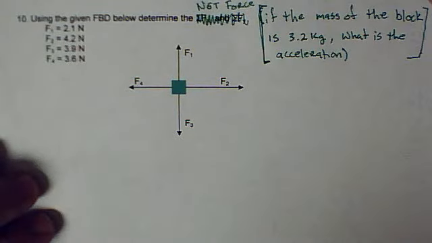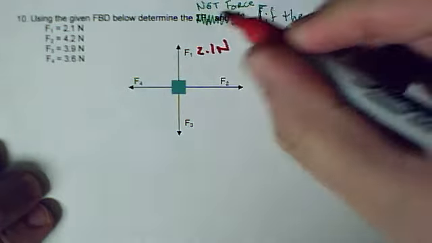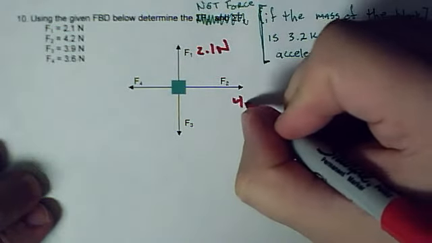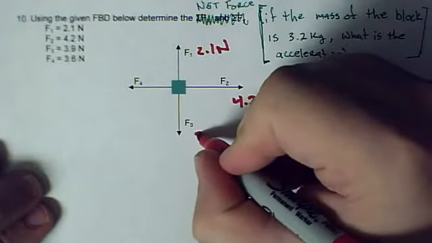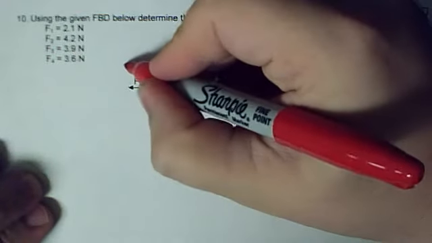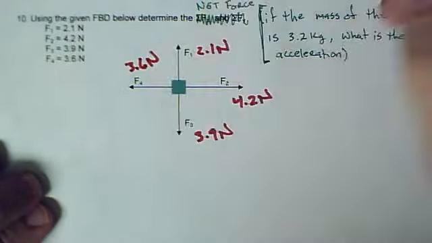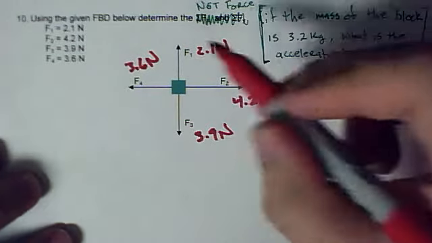Right. Using the free body diagram below, determine the net force. And if the mass of the block is 3.2 kilograms, what is the acceleration? So, it says F1 is 2.1 newtons, F2 is 4.2 newtons, F3 is 3.9 newtons, and F4 is 3.6 newtons. So, the net force is the vector sum of all of these.